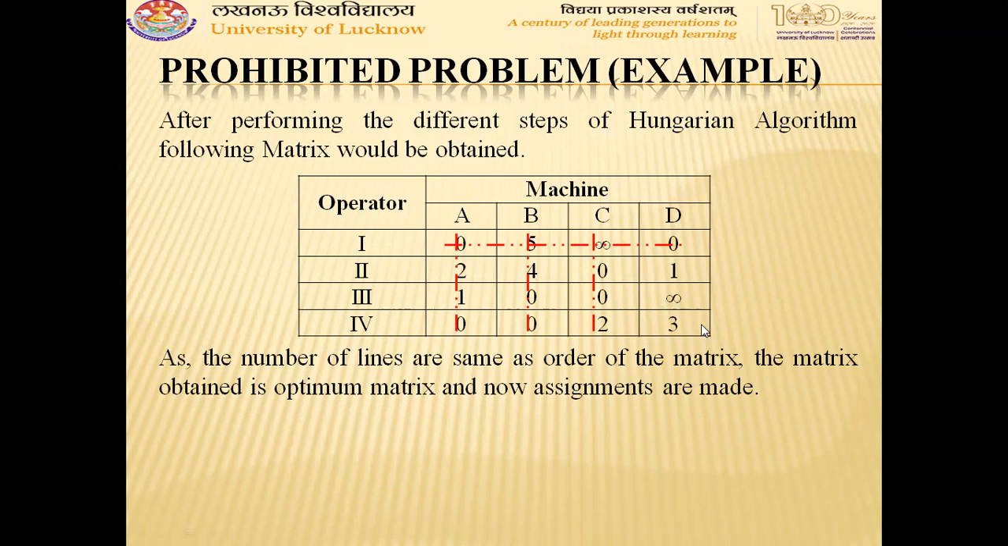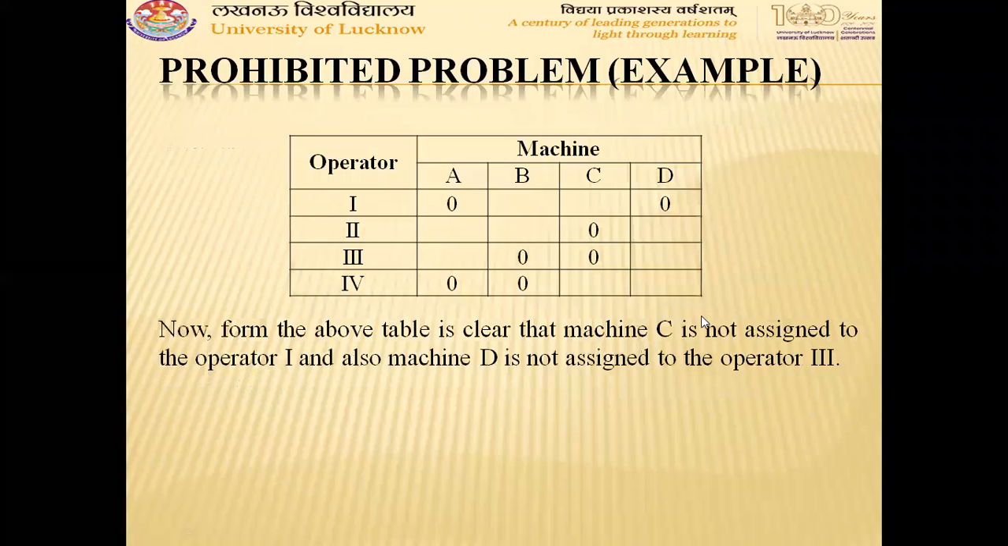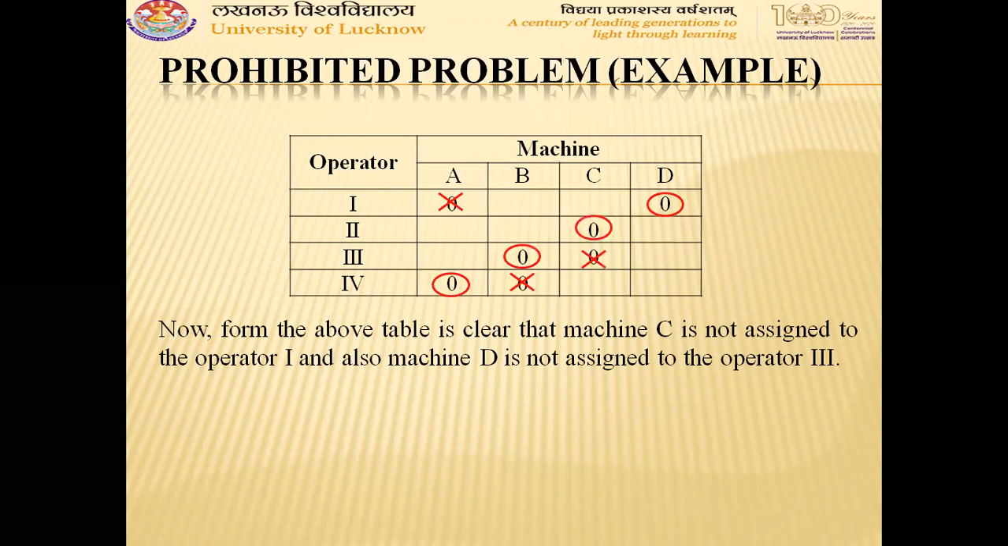That means these will not be assigned. When we consider the assignment matrix, here you can see 1 and C and 3 and D are here, and no zero is available, so these will not be assigned. Now the assignment should be made. So the assignments are made like this. Here you can see 1 is assigned to D, 2 is assigned to C, 3 is assigned to machine B, and 4 is assigned to machine A.